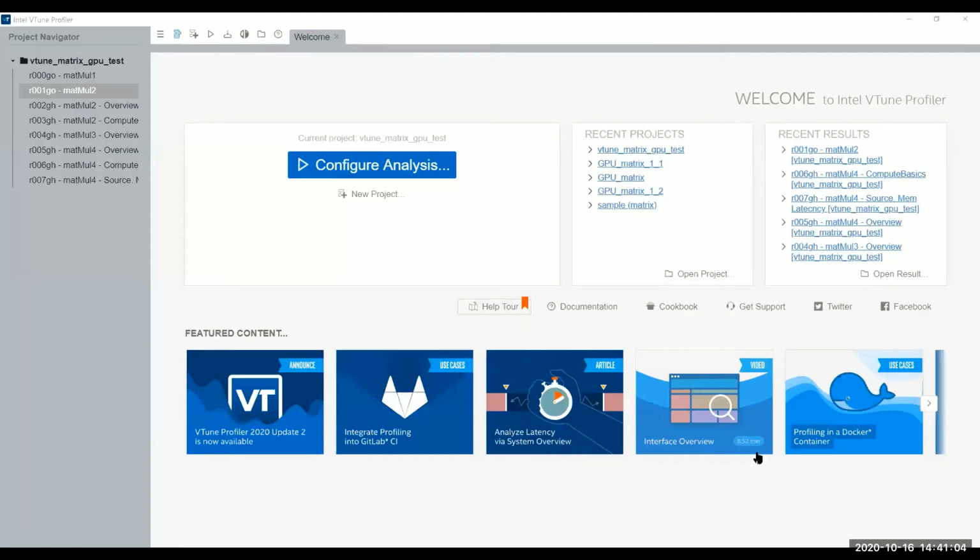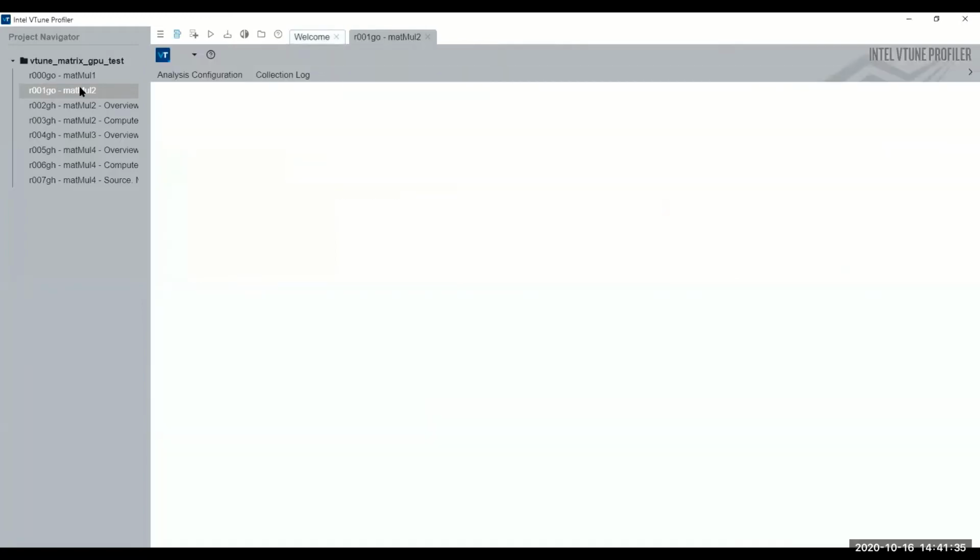Okay, I hope you can see the interface of VTune. I'm using the latest oneAPI Base Toolkit beta 9 VTune, which is part of this toolkit, and I pre-collected some results on my machine, the laptop that I'm doing the presentation on. So let me start with the offload analysis results.